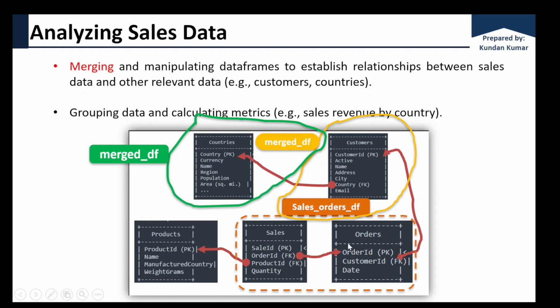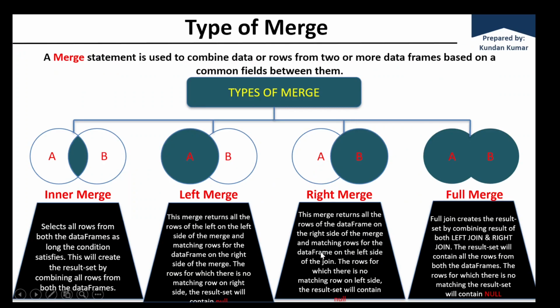So you can say sales and order have the common field order ID, and between the sales and the order, they will prepare something. I will show you one after another. We are going to use the inner merge. Why am I going to use the inner merge? We have an inner merge, a left merge, a right merge, and a full merge.